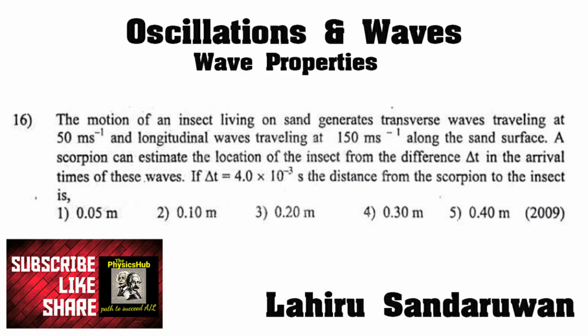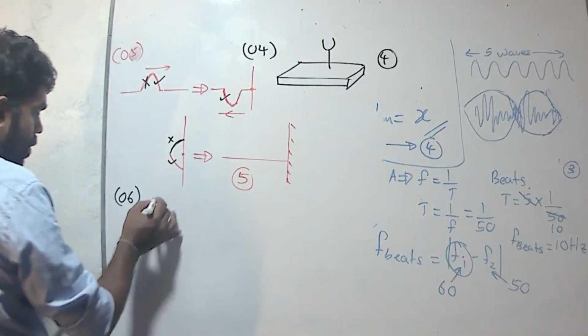The motion of an insect living on sand generates transverse waves traveling at 50 meters per second and longitudinal waves traveling at 150 meters per second along the sand surface. A scorpion can estimate the location of the insect from the difference delta t in the arrival times of these waves. If delta t equals 4 times 10 to the power minus 3 seconds, the distance from the scorpion to the insect is?